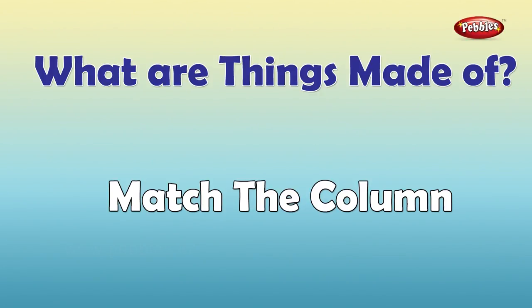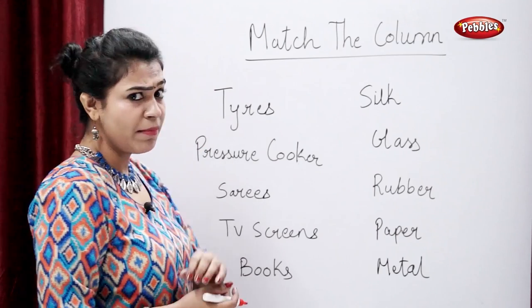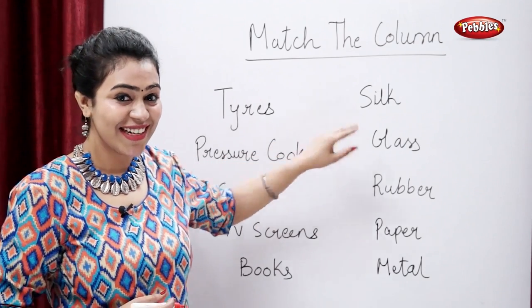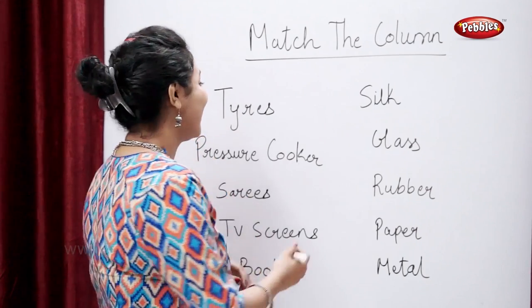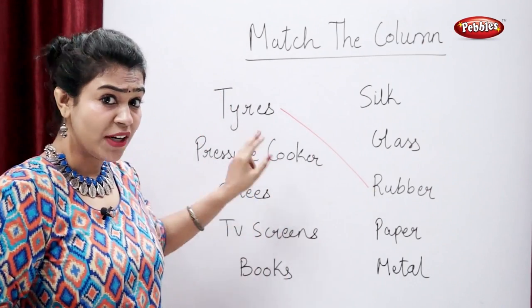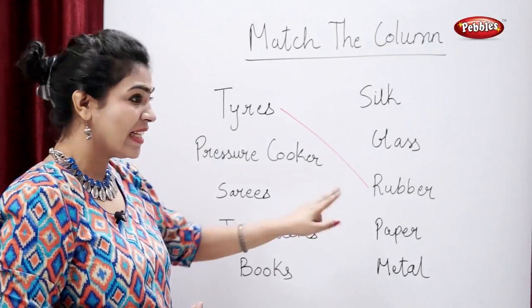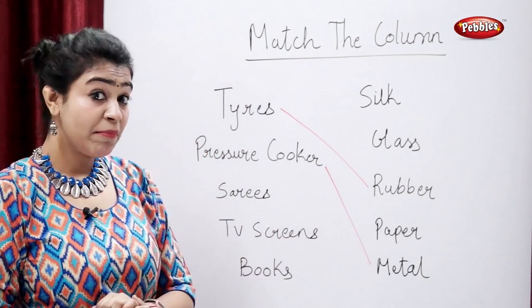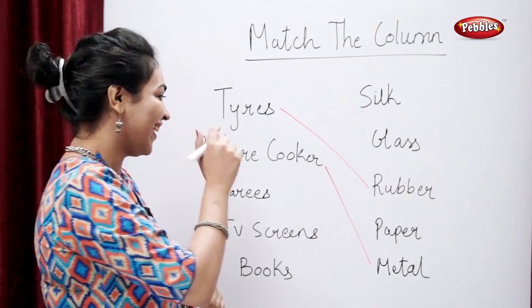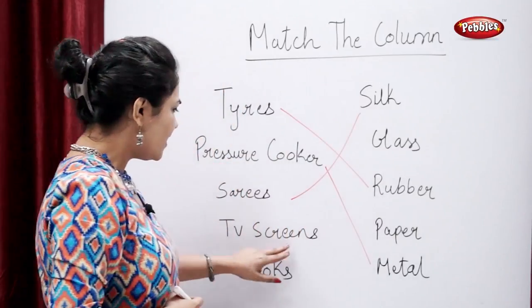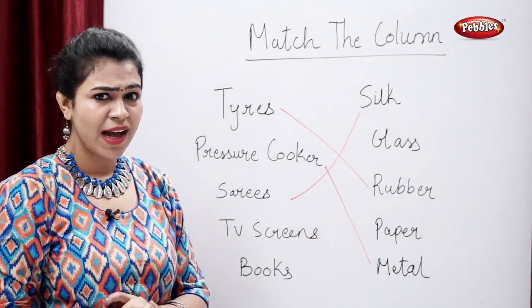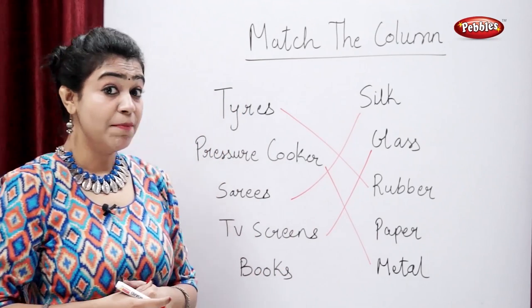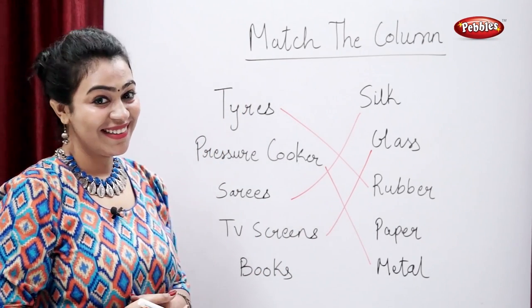Match the column. Students, tell me, tires are made from silk or glass? No, right? So then, rubber. Pressure cooker is made from? Is it paper? Metal. Sarees are made from silk. Right. TV screens are made from? Is it glass? Perfect. And books are made from? Paper.